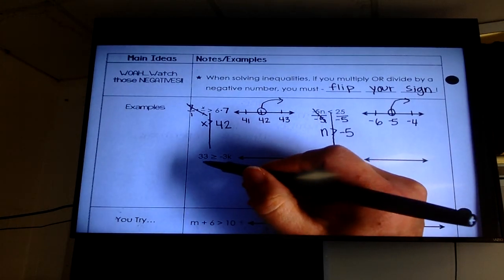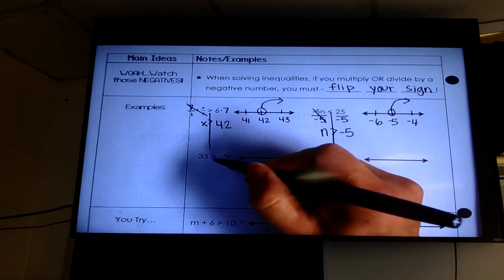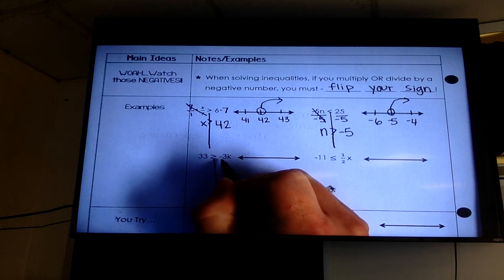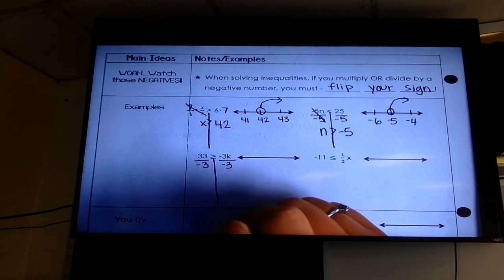Okay, two more. 33 is greater than or equal to negative 3k. All right, so I'm going to drop my line from the inequality sign. I see a negative 3 times k. That's what this is saying. So the opposite of multiplication I know is division. So I'm going to divide both sides by a negative 3.